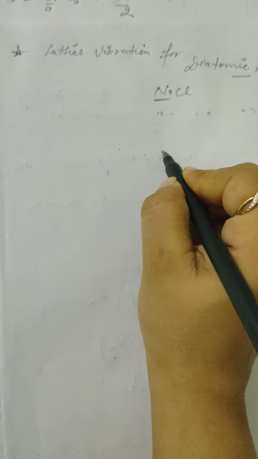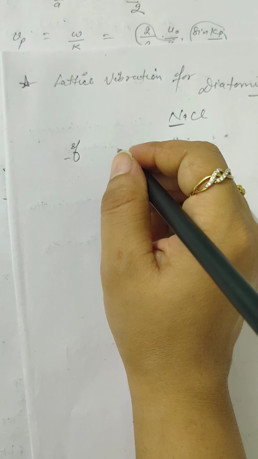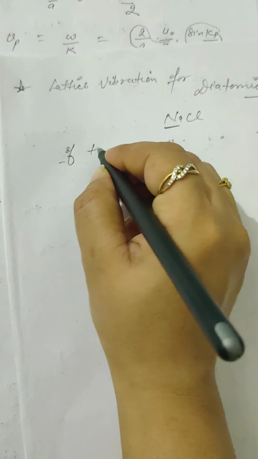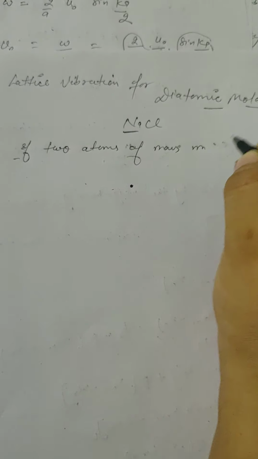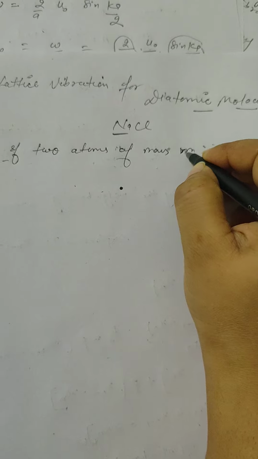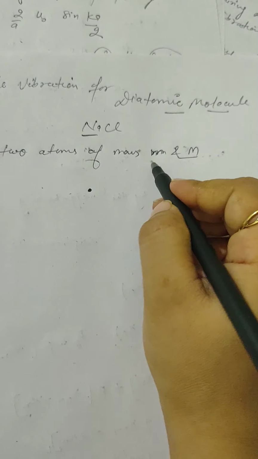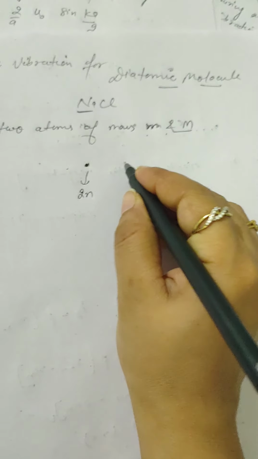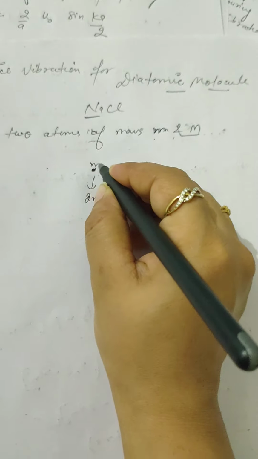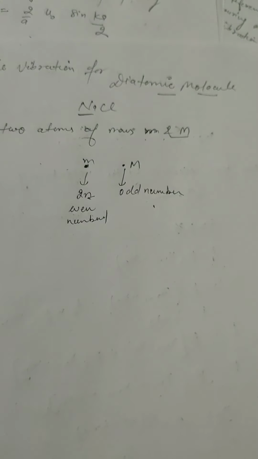Suppose we take two atoms of mass small m and capital M, and place the atoms of small m at even numbered points and capital M at odd numbered points.